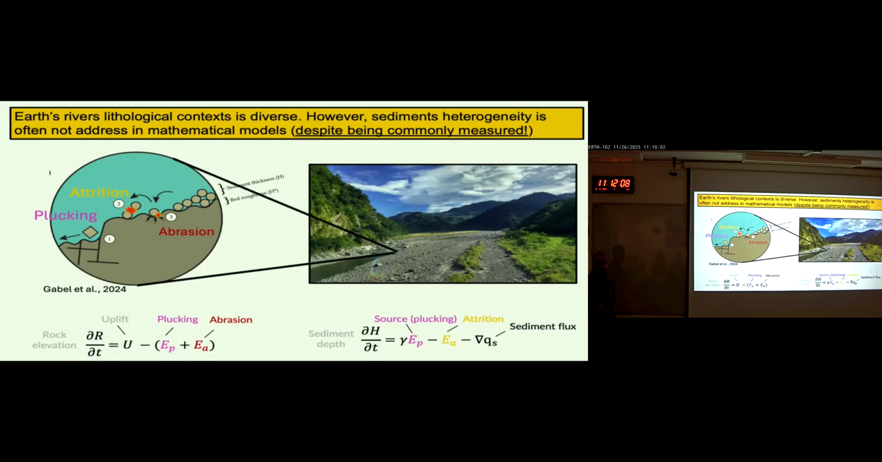We're really interested in sediment, so we describe how the sediment depth changes through time. This is affected by the plucking process, which produces sediment for the system as a source term, attrition, which is the process of sediment breakdown in association with sediment collisions, and obviously the sediment flux from upstream to downstream in the system.